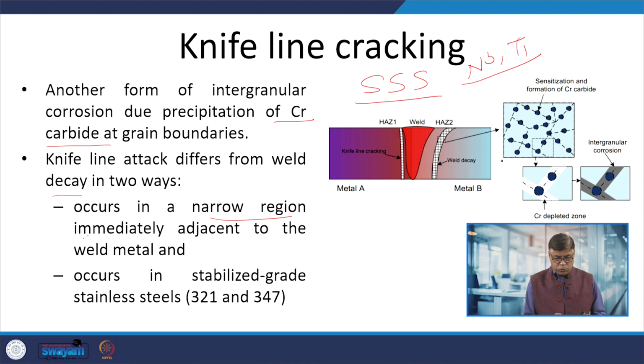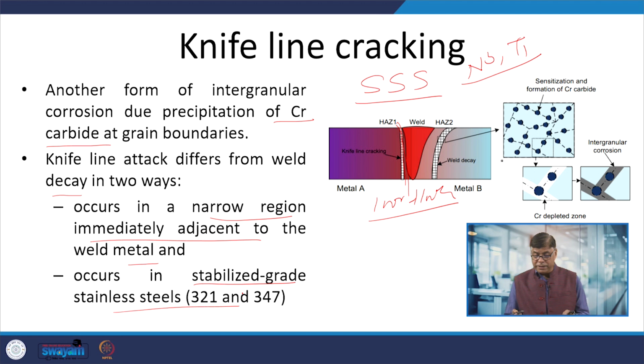It occurs in a narrow zone next to the weld metal or fusion boundary. So, it occurs here next to the fusion boundary in the high temperature band of 1000 to 1100 degrees centigrade. Okay. And it occurs mainly in the stabilized stainless steel grade. So, why is it so?